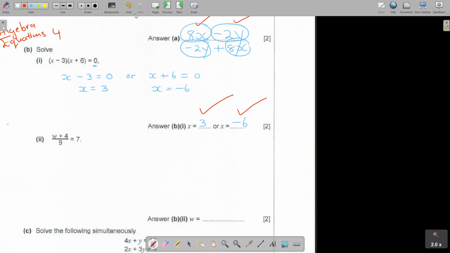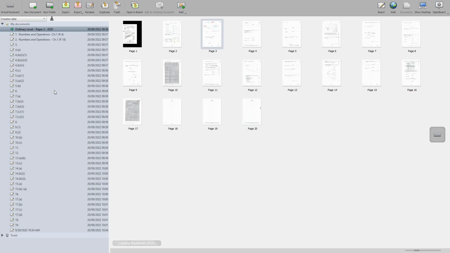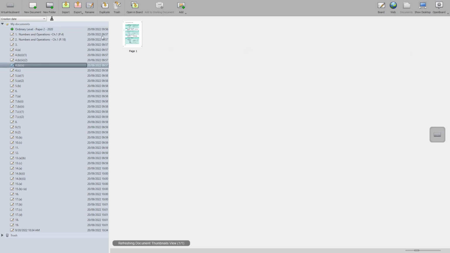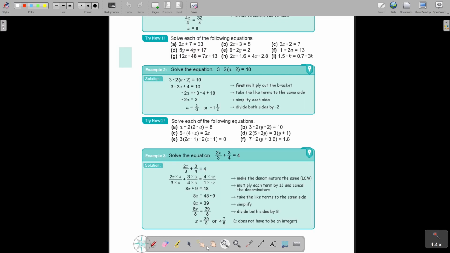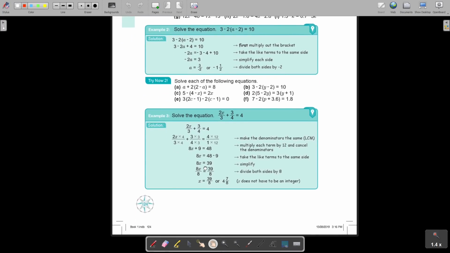Okay, so I have another example for you. And again, this is now for the second one that I want to help you with. Okay, let's see if this was the one I was looking for. I make it a bit bigger, and it's page 124, and it's example 3 that I want to show you.